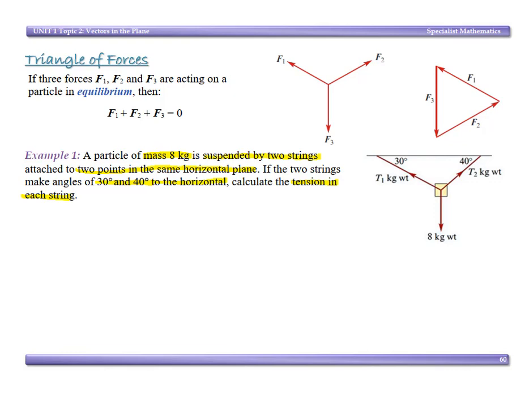Now, one thing to note, because of alternate angles, we know that this angle down here is 30 degrees. We also know that this angle here is 40 degrees.